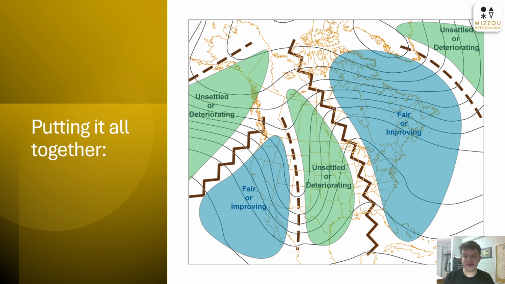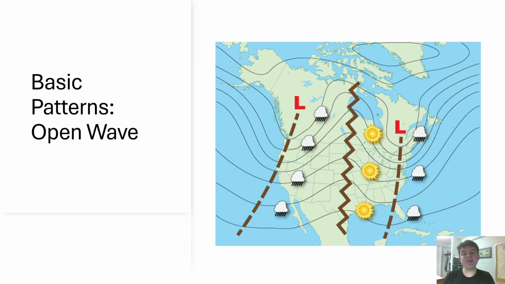So when we put it all together, looking at a trough, behind the trough, weather tends to improve. Ahead of a trough, weather tends to deteriorate. Then if we look at a ridge, it's the opposite. Ahead of a ridge, weather is improving. Behind a ridge, weather tends to deteriorate. At the base of a trough, that's where we tend to see our vorticity maximums. The movement of those vorticity maximums can determine where we expect lift, and by extension, where weather is expected to deteriorate the most rapidly. So let's look at some basic patterns you might find on a 500 millibar chart.